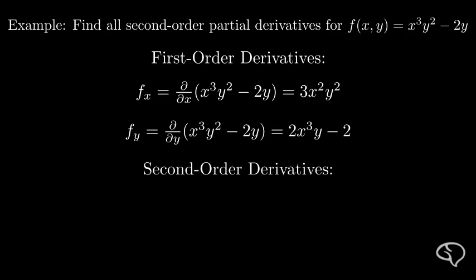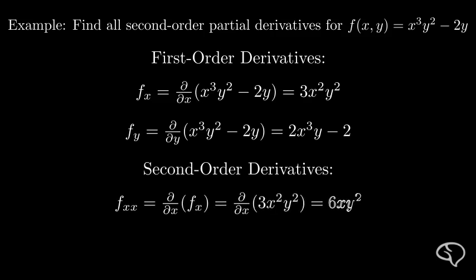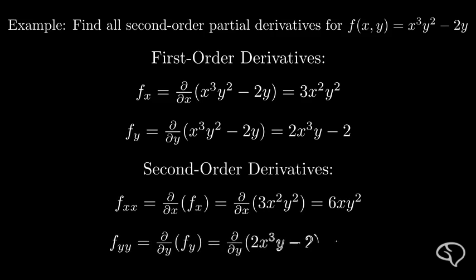Let's start with f sub xx. We differentiate f sub x with respect to x. The derivative of 3x squared y squared with respect to x is 6x y squared. Next, f sub yy. We differentiate f sub y with respect to y. The derivative of 2x cubed y minus 2 with respect to y is 2x cubed.